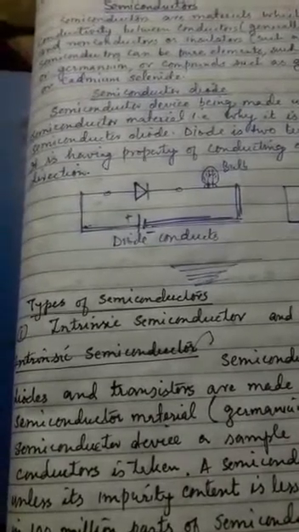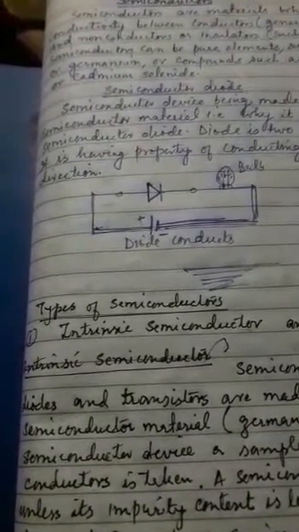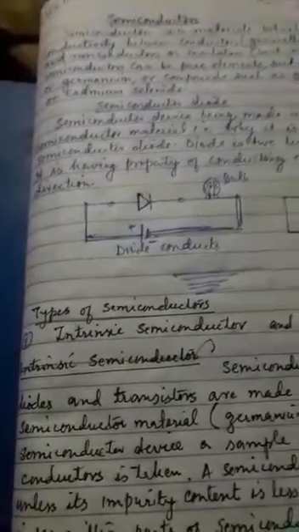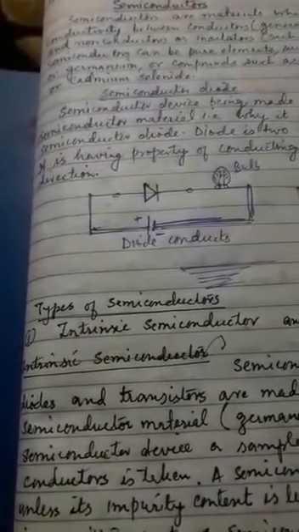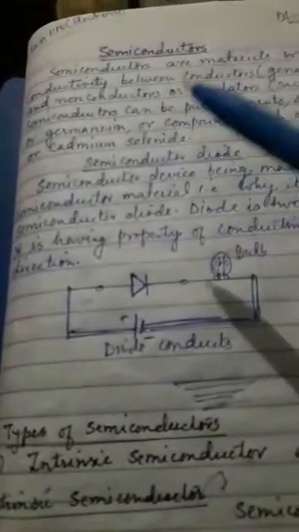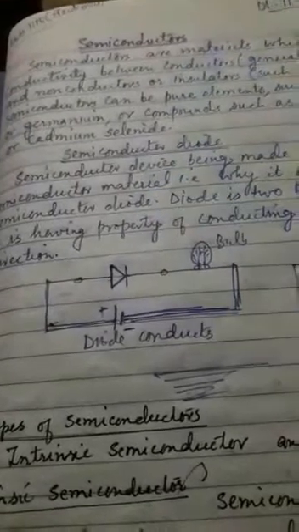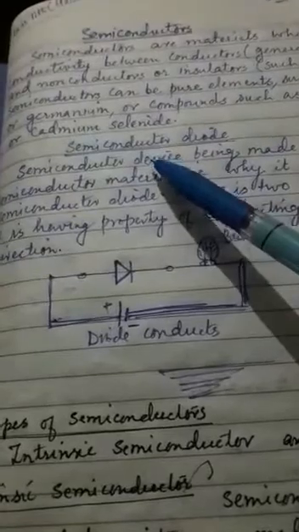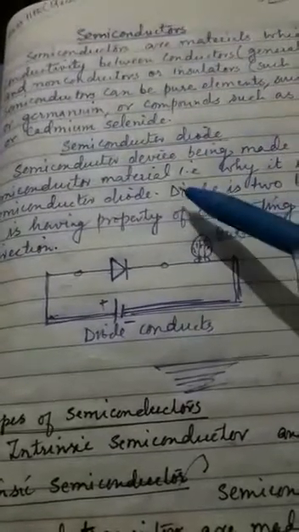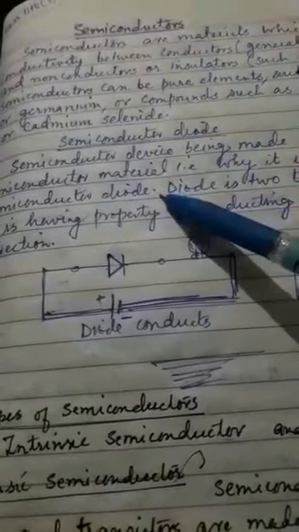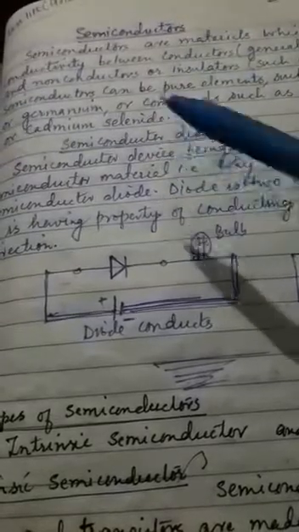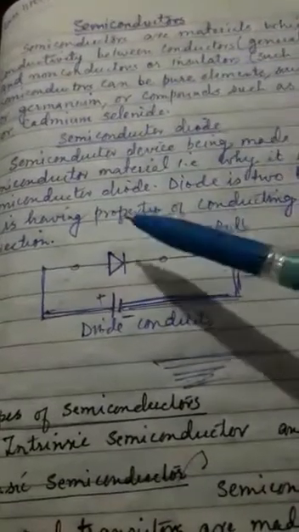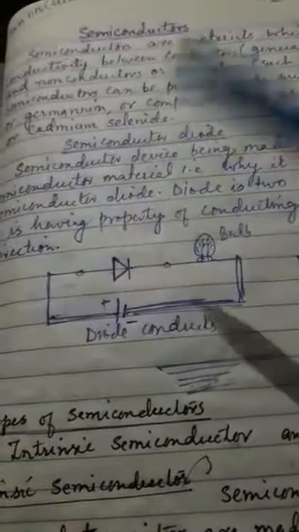Today, my topic is types of semiconductors for 11th class. Dear students, I discussed previously what semiconductors are, of which material they are made. I discussed the semiconductor diode. How does it work? What is it made of? I discussed that lastly.